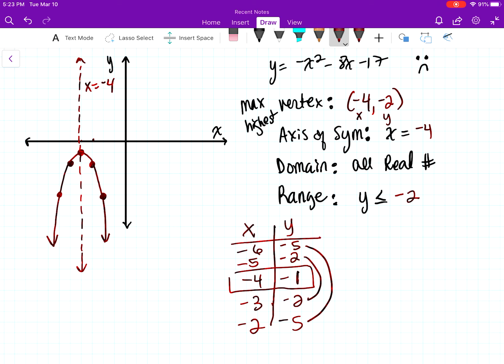I will see you in the next video. We have gotten all of the key factors, or the key parts, of a quadratic in standard form.